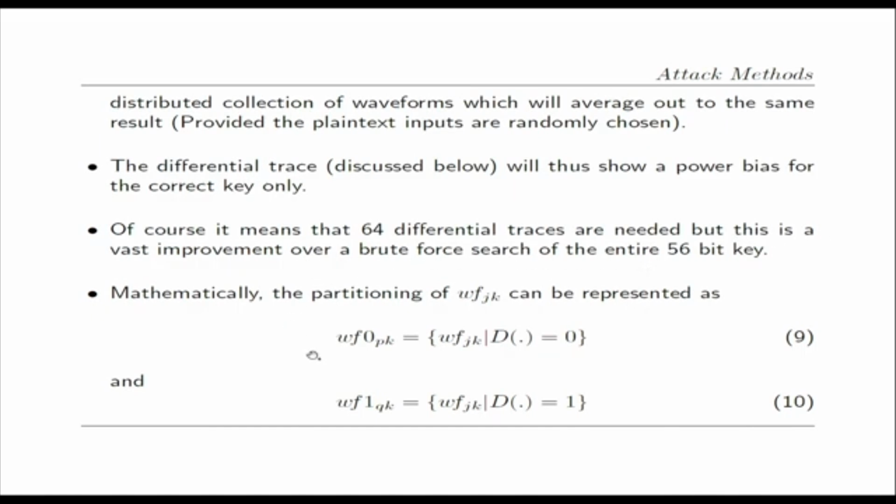So, if you write it mathematically, this partition of WFik can be represented by this, where this is giving us WF0k, which is 0, and this is giving us WF1k, which is 1. So, this is equation 9, equation 10.